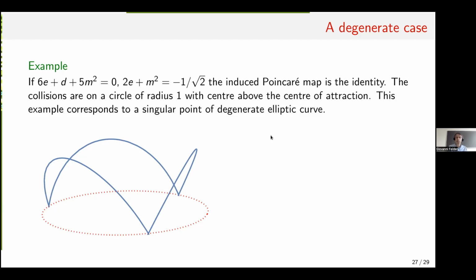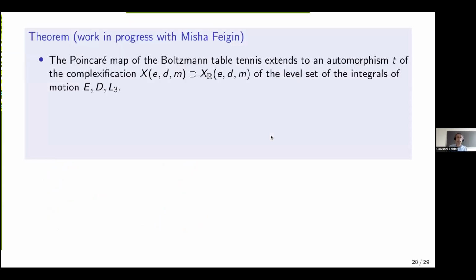So this is a degenerate case, actually. And here is some work in progress with Misha Feigin. We can complexify this. We complexify the story first, and there one has to consider a partial compactification of this complexification, so that it's preserved by the complexification of the Poincaré map.